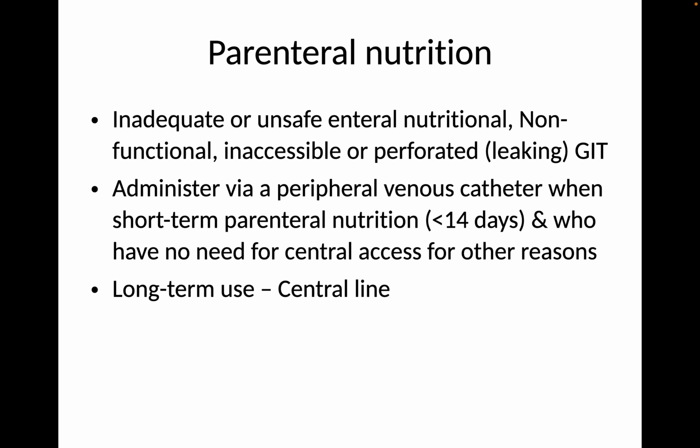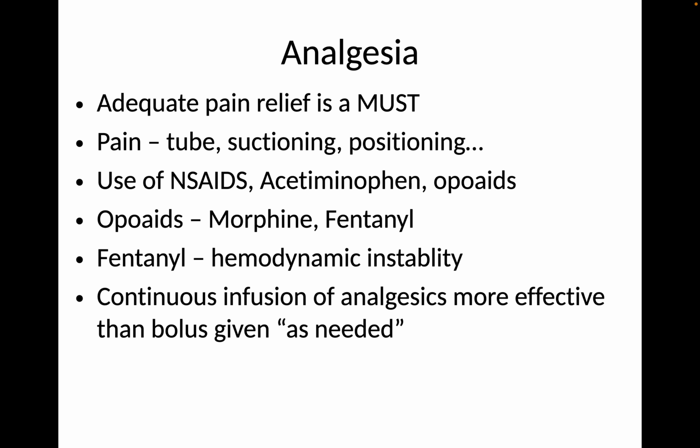We administer parenteral nutrition or PN via a peripheral venous catheter when short-term parenteral nutrition of less than 14 days is expected and the patient has no need for central access for other reasons. And of course, I would add here that when the osmolarity of the parenteral fluid is more than 1000 milliosmoles, we need to have a central line in this patient, along with patients who will need long-term parenteral nutrition.